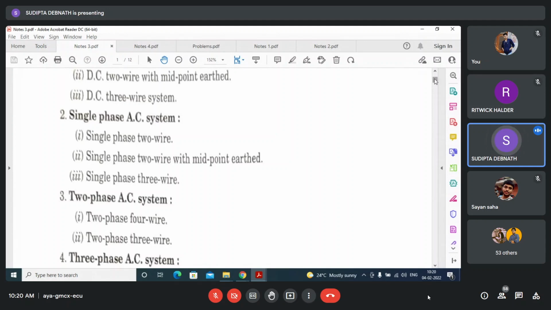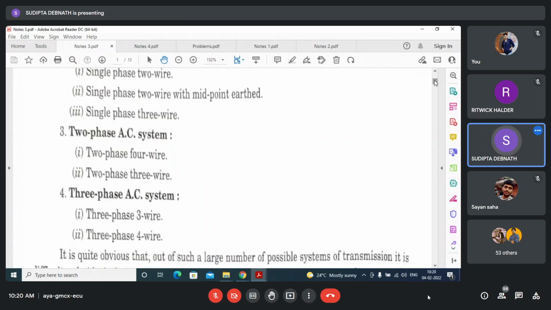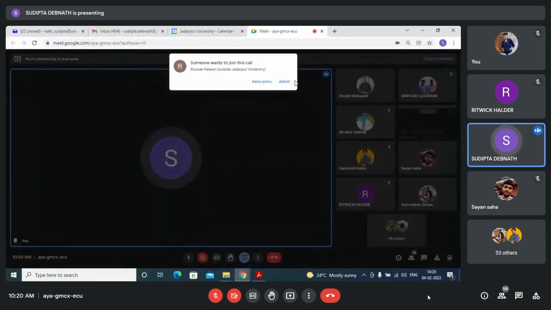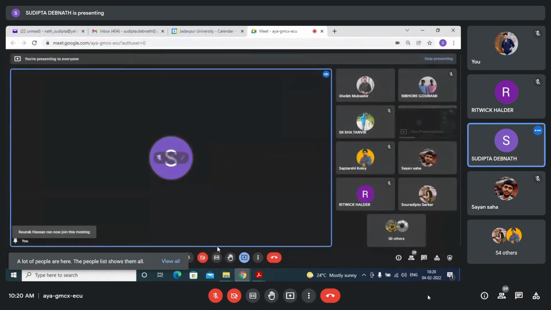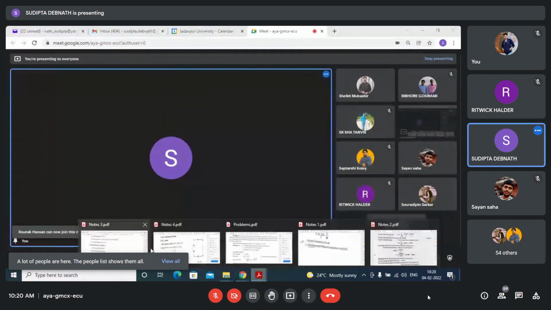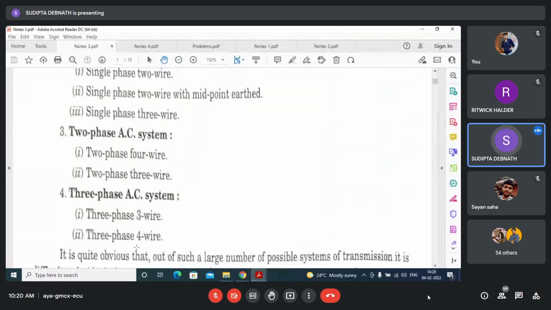Balanced load means, in DC there is no balanced or unbalanced, the question does not arise. For AC single phase also it does not arise. For AC three phase, if it is balanced, then the current through the neutral wire is zero. That means IA plus IB plus IC is zero. For two phase AC system also, what will be IA plus IB? That I will come to later on. For this system it is not zero.